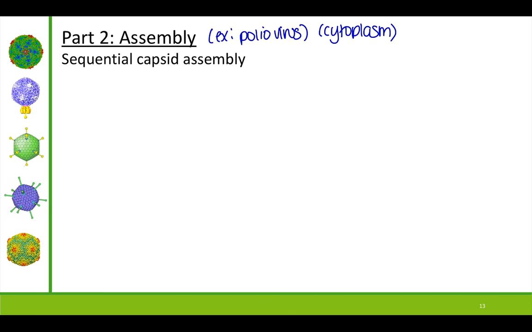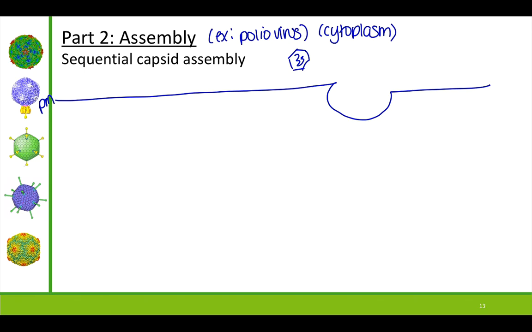Let's go ahead and draw our plasma membrane here. So we've got our plasma membrane that we've drawn, and we're going to add our little poliovirus. It's going to interact with its receptor, CD155. That is going to cause endocytosis. So that virion then gets endocytosed.